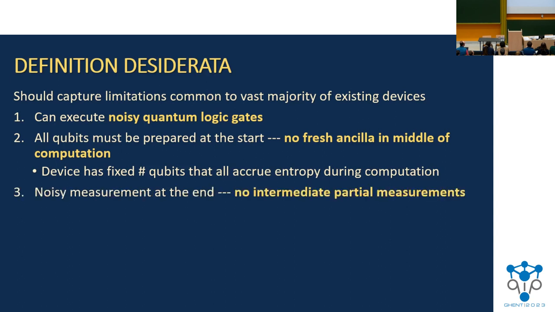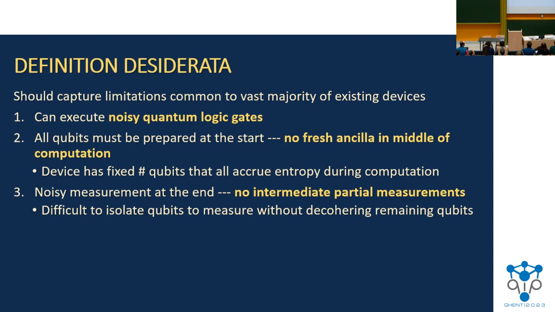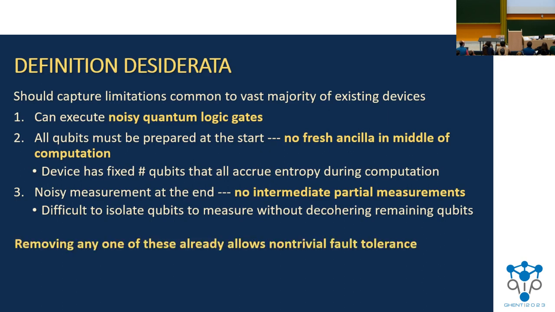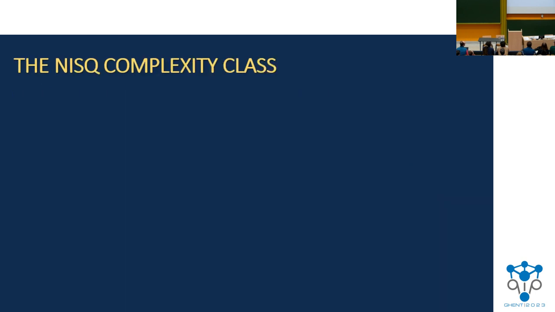And you're not going to be able to pump out entropy by introducing freshly initialized qubits in the middle. Okay, and the last feature that we want out of this definition is that it's supposed to capture the notion that we can only make some kind of measurement across all qubits at the very end. Of course, this measurement will have noise, but the main point here is that you're not allowed to make intermediate measurements in the middle. And this is really just for practical reasons. It turns out to be difficult to isolate qubits in the middle of your computation to measure without ending up decohering the remaining qubits. So these are the three features we want out of our definition. Removing any one of these already allows for non-trivial fault tolerance. Okay, so with these in mind, let's define our complexity class.